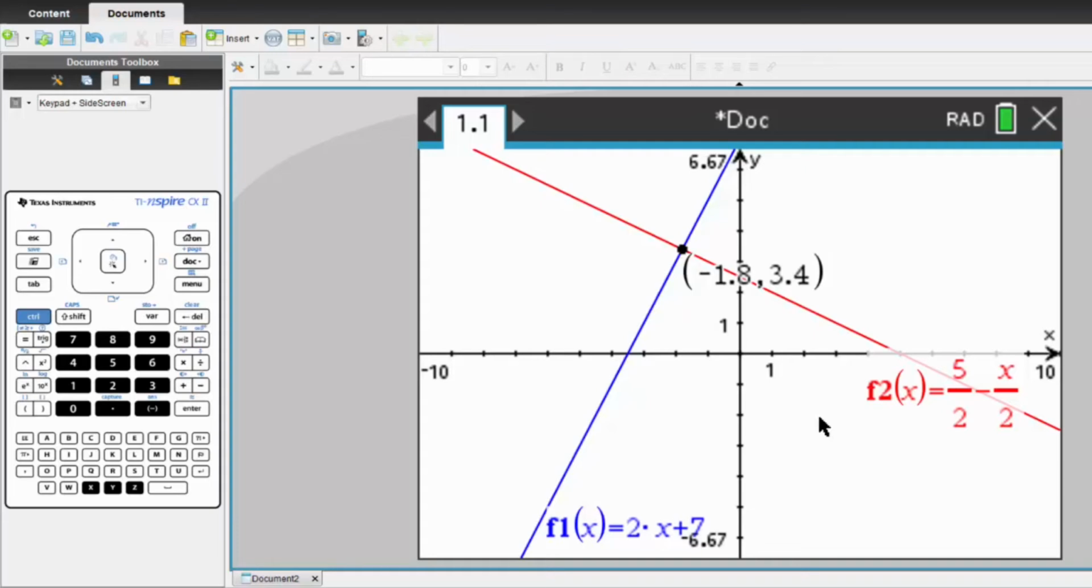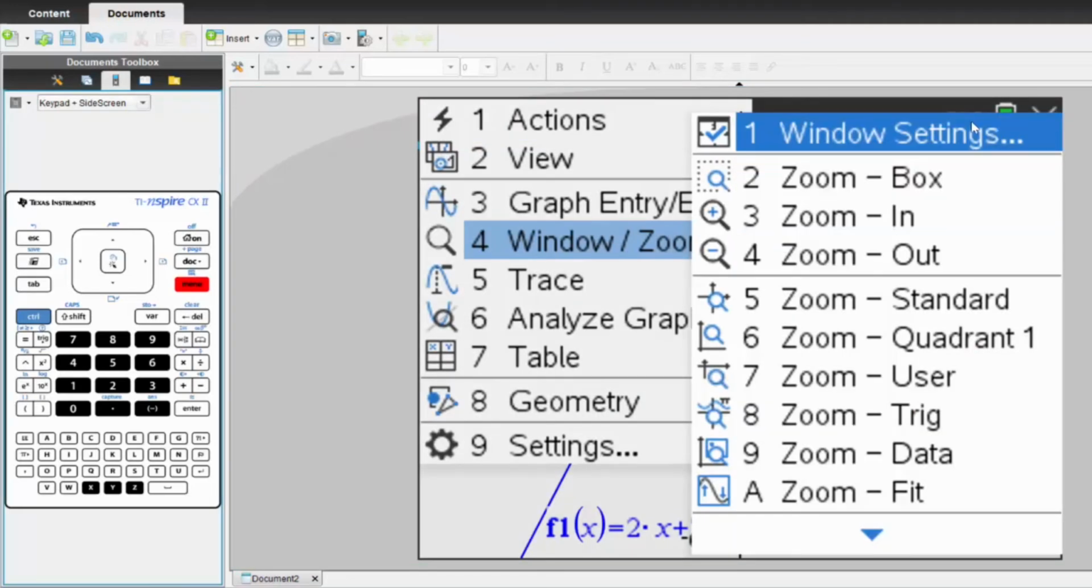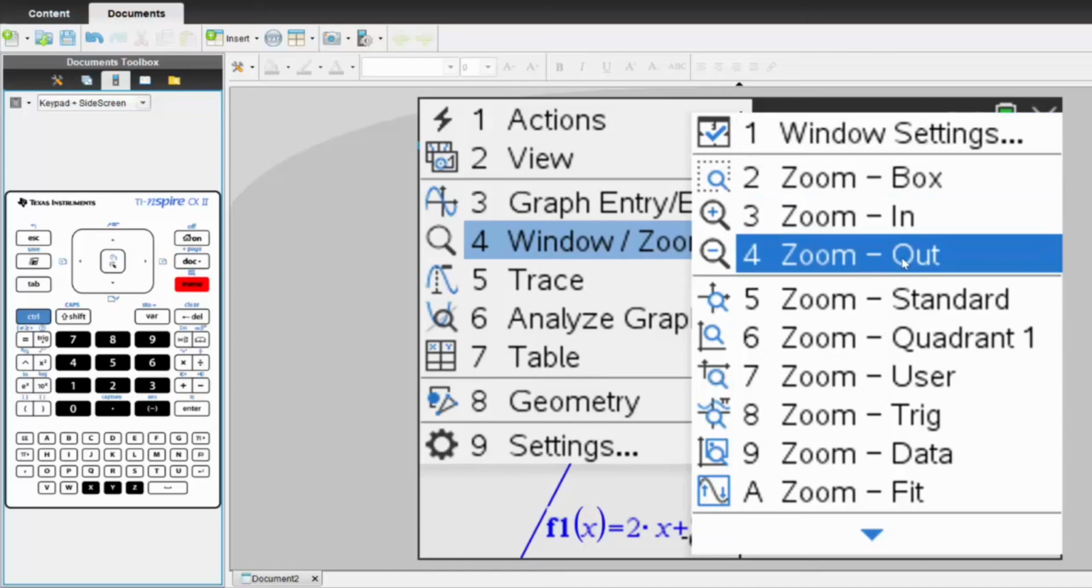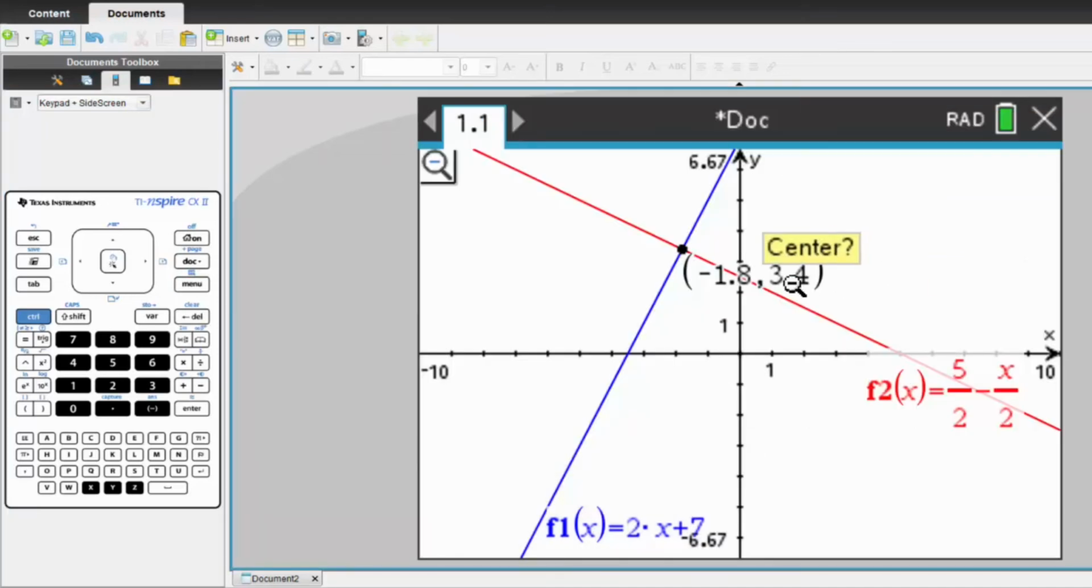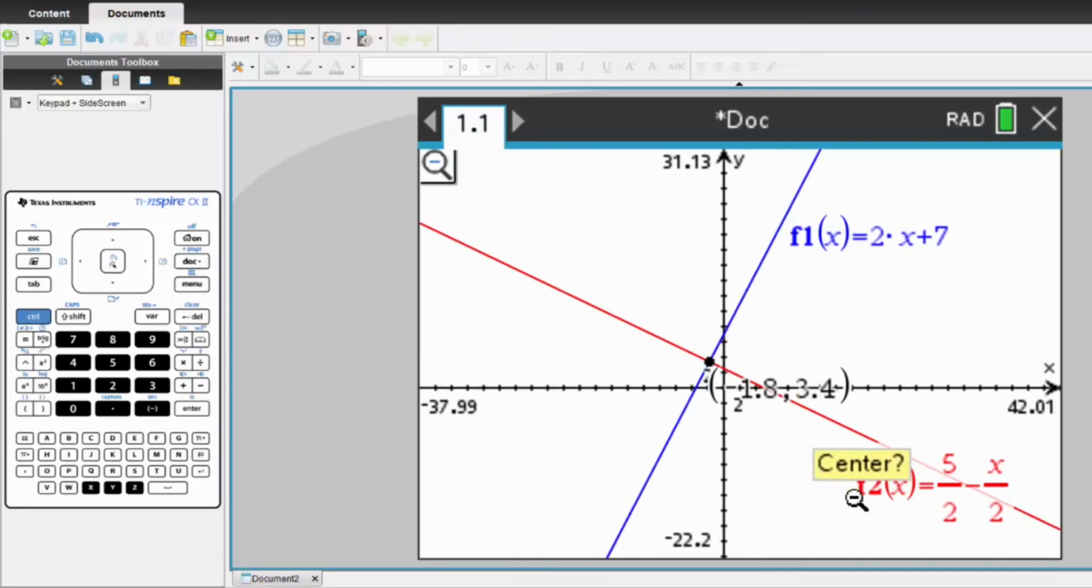Now, if you find when you're graphing them, you can't see the intersection point, you may need to zoom out. And you can zoom out by pressing Menu, Window Zoom, and then you have window settings, so you can change the settings in there, or you can just press zoom out, and then just click where you want to zoom out, and it will zoom out for you.